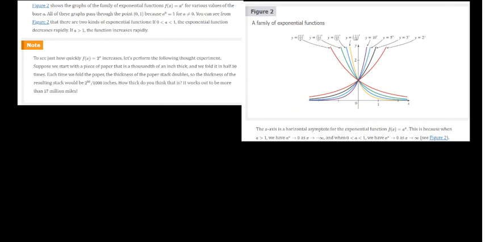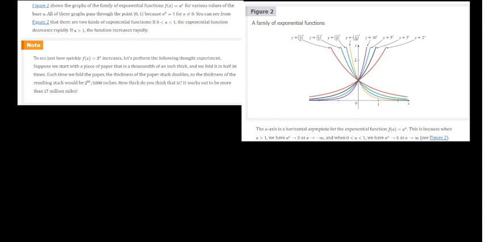You can see from figure 2 that there are two kinds of exponential functions. If we have a between 0 and 1, then the exponential function decreases rapidly. If a is greater than 1, then the function increases rapidly. So notice all of these: we have 10, 5, 3, 2, right? Then we notice that we do indeed increase rapidly here. Whereas if we have a fraction, it looks like we decrease rapidly.